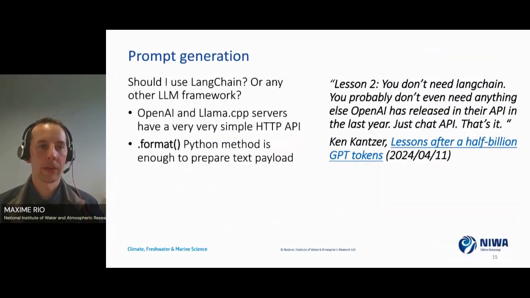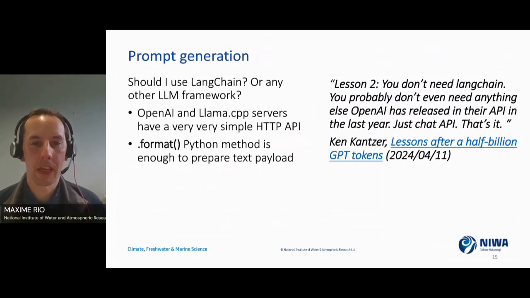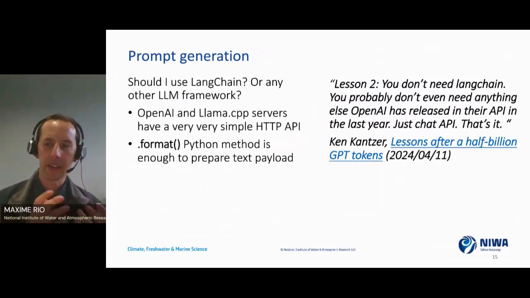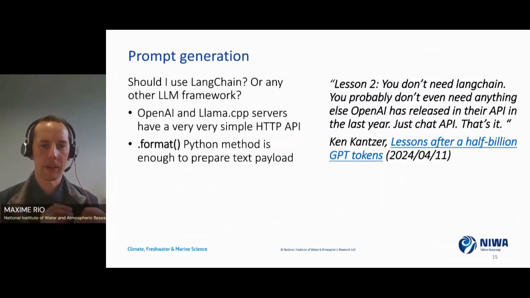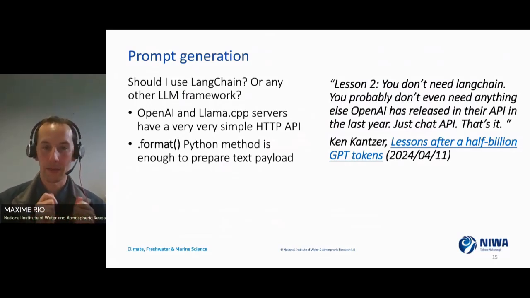Okay, so comes the prompt generation. How do we merge this data? How do we make sure that everything gets together and we feed it to the LLM? As I mentioned earlier, if you're using the OpenAI or llama.cpp servers, the interaction with this model is actually a very basic HTTP API, and by basic, I mean it in a very positive way. It's literally a few lines of code.